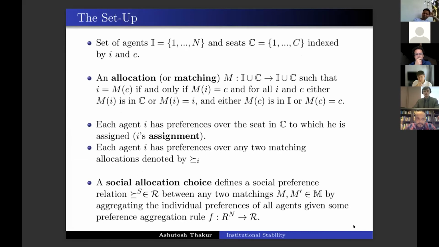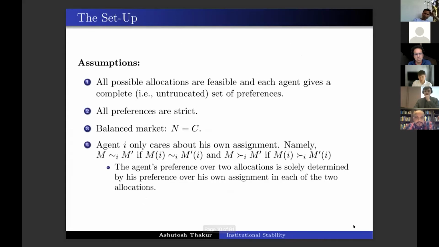So a standard setup of one-to-one matching and one-sided matching. So only agents are going to be assigned to seats. Only agents have preferences over which seats they want, their own assignment. That's going to lead to preferences over two different matching allocations. And we're interested in different preference aggregation rules, different voting rules that determine how people vote in favor of one matching or the other.